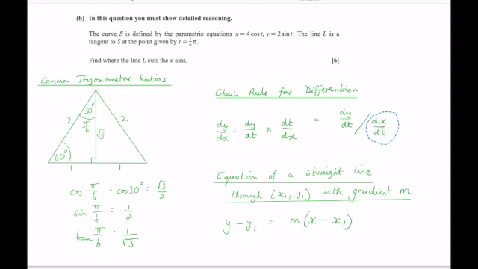And then having done that, we will need to know the formula for the equation of a straight line through the point x1, y1 with gradient m, and that is y minus y1 is m times x minus x1.